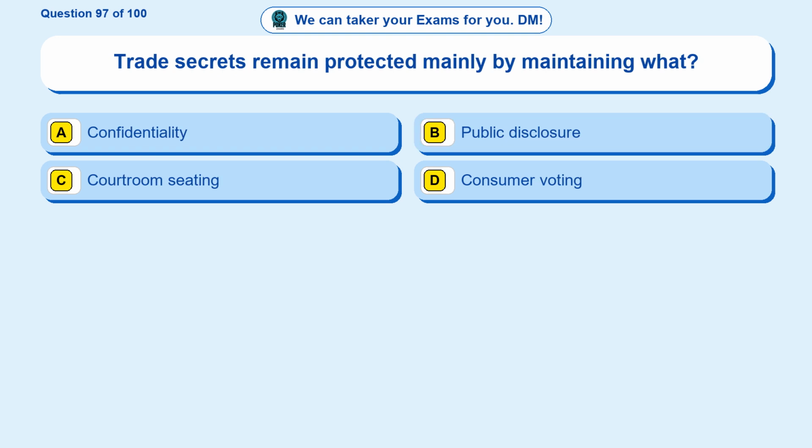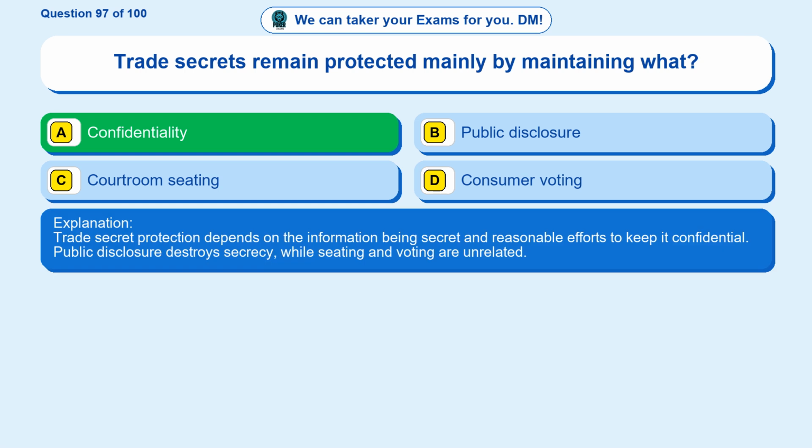Question 97. Trade secrets remain protected mainly by maintaining what? Option A, confidentiality. Option B, public disclosure. Option C, courtroom seating. Option D, consumer voting. The correct answer is option A. Confidentiality.